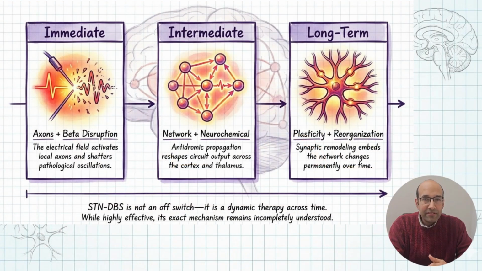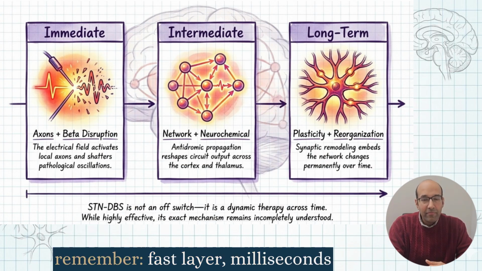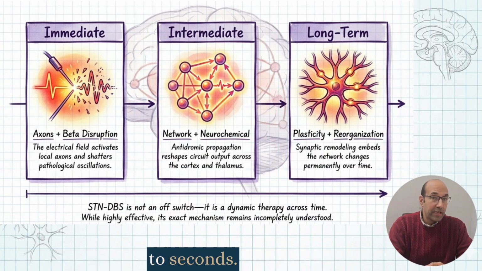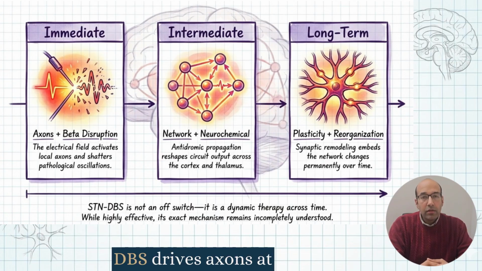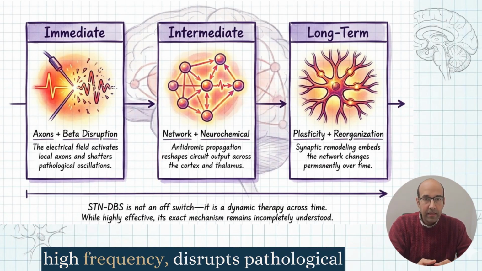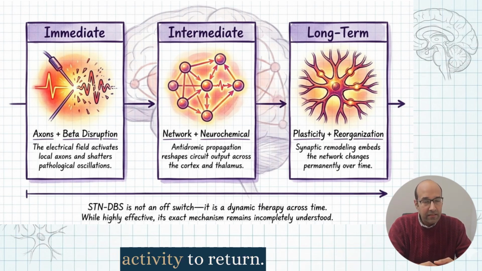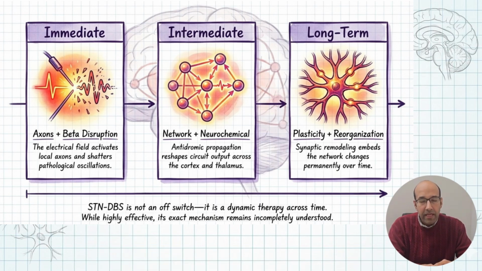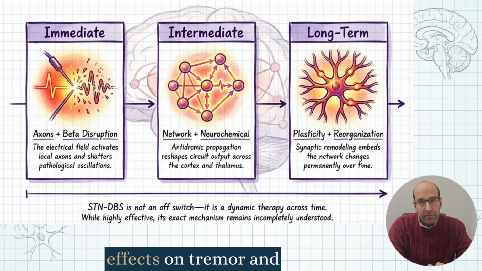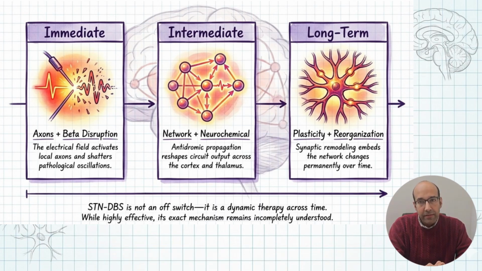To wrap up, here is the framework to remember. Fast layer, milliseconds to seconds. DBS drives axons at high frequency, disrupts pathological beta, and allows prokinetic activity to return. This explains the rapid effects on tremor and some rigidity.